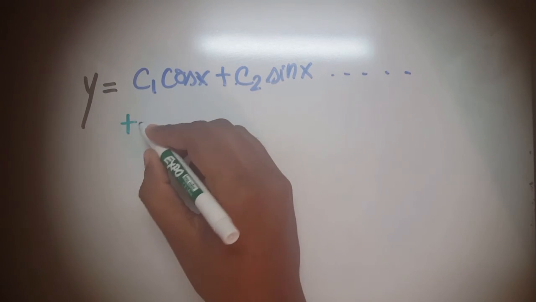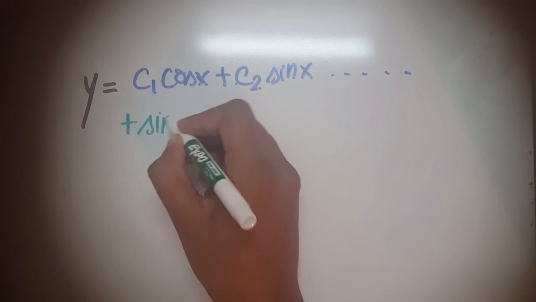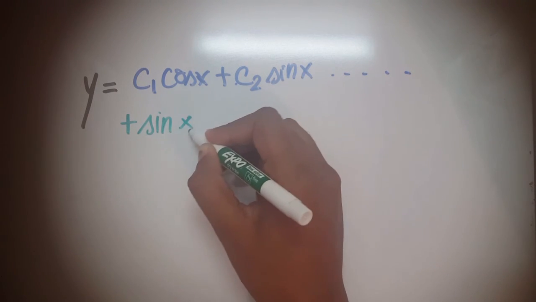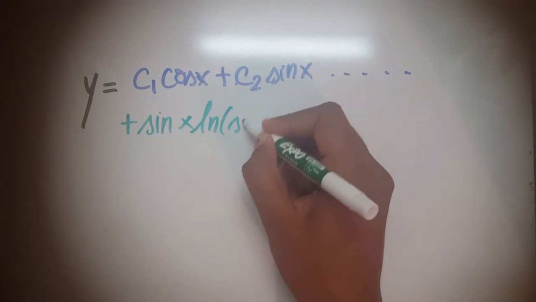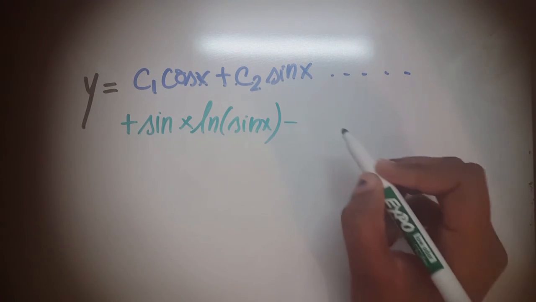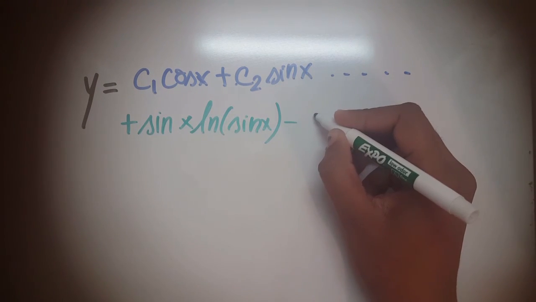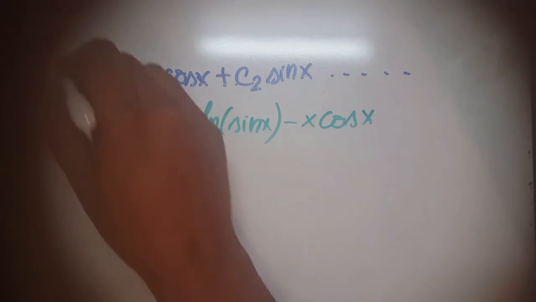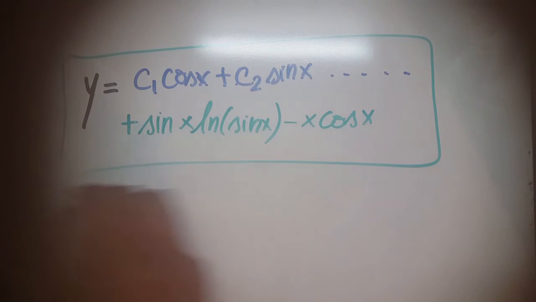And then we would have our y sub p: sine of x times natural log of sine of x, minus x cosine of x. So this is our final solution.